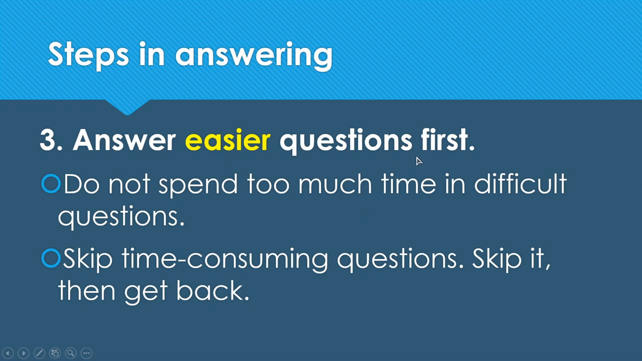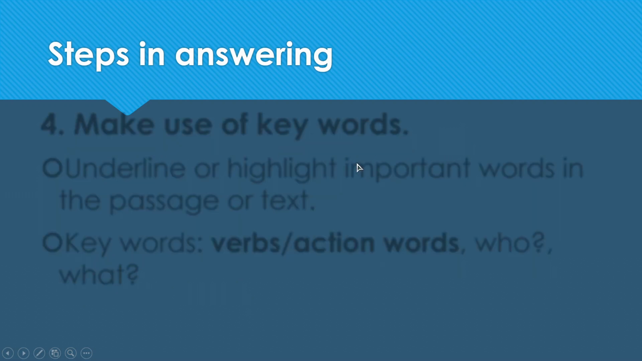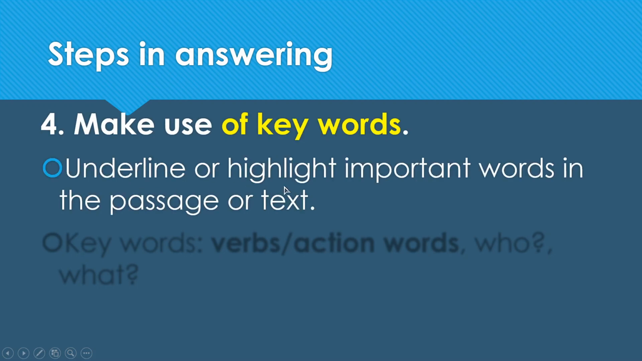Answer easier questions first. Next, number 4, make use of keywords. What to do? Underline or highlight important words in the passage or text. If these are characters of the story, you need to underline the characters of the story. If these are the setting of the story or passage, you need to underline the setting or the place of the story. If these are important details of the passage, you need to underline them.